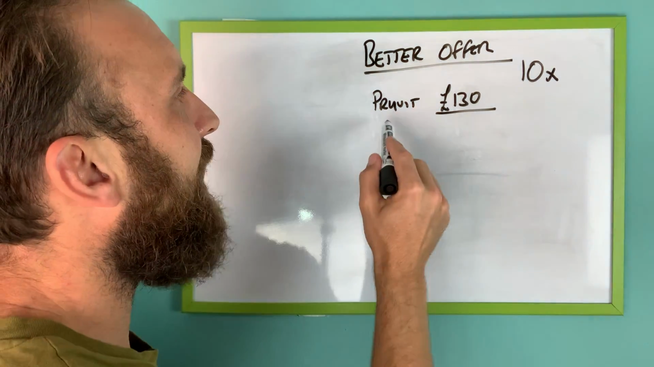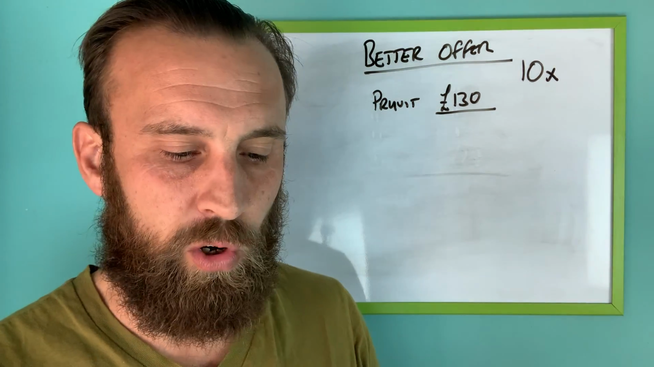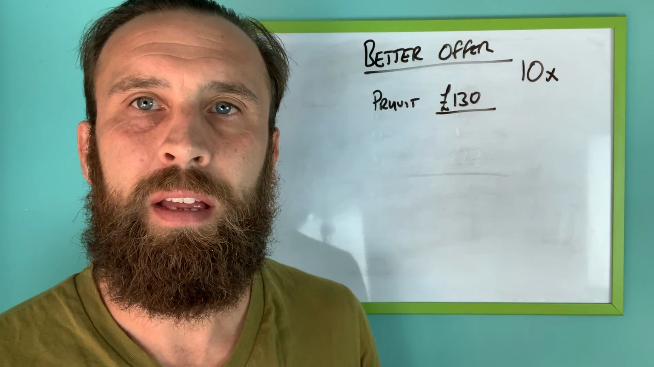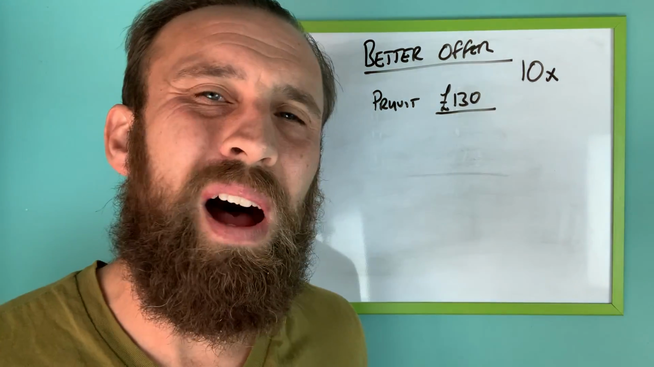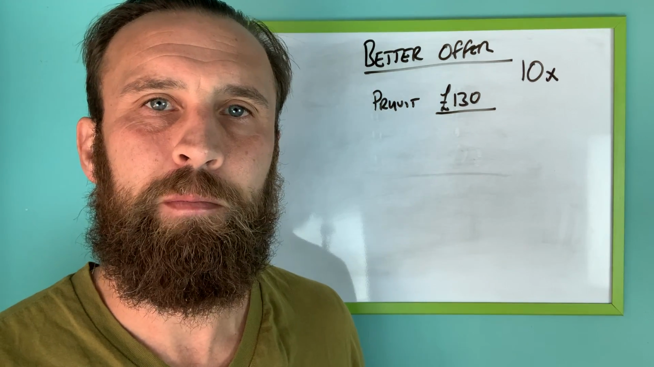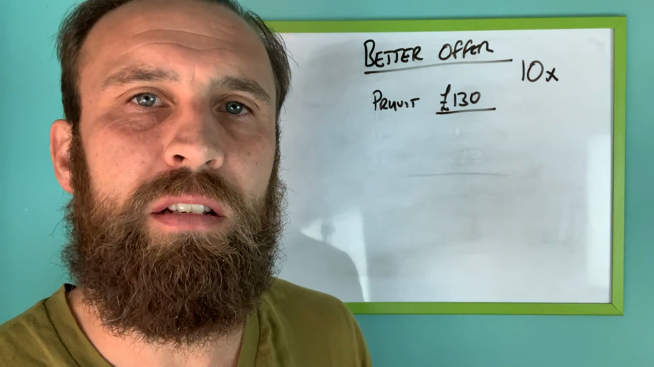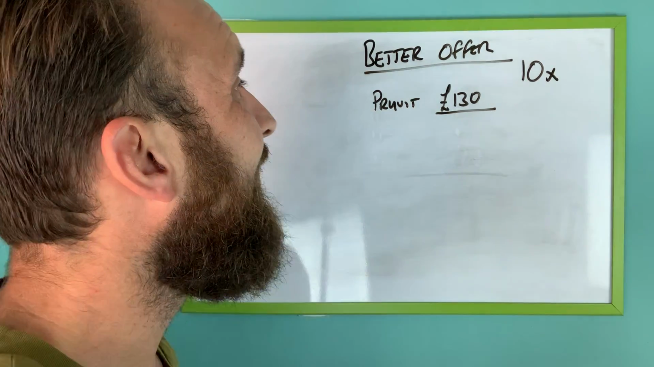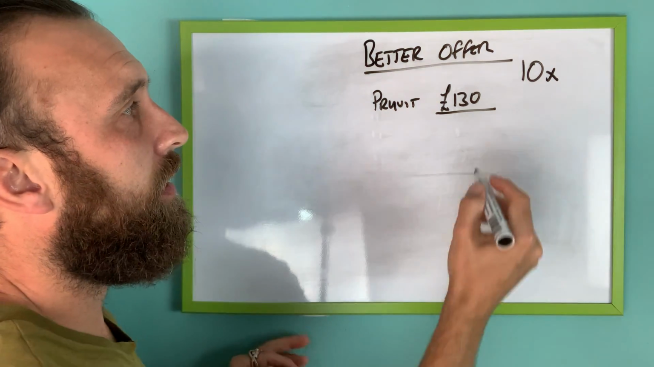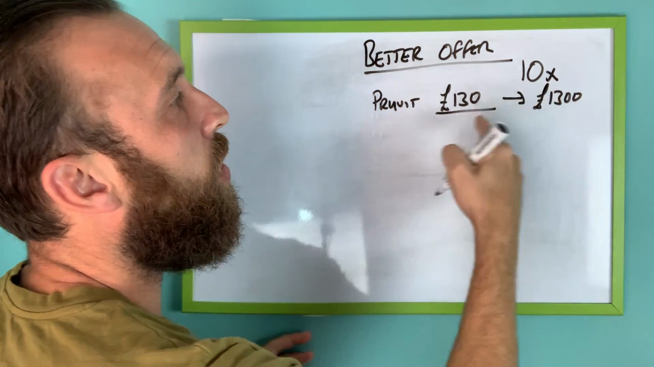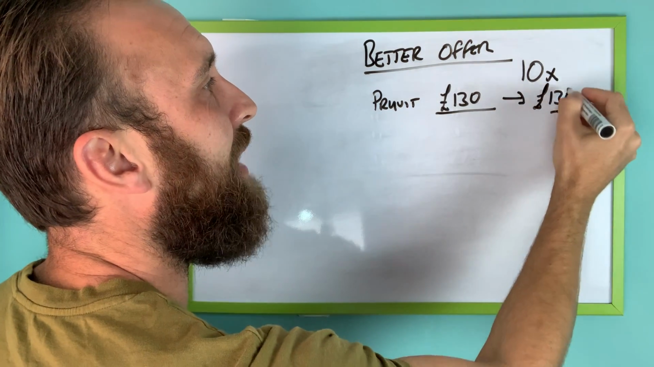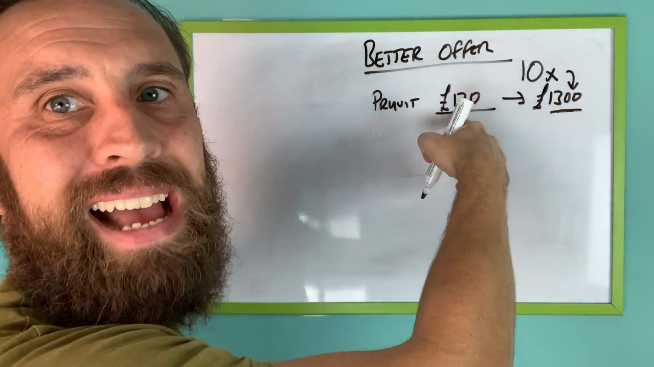Now, if I just put that product on Amazon or wherever it is I'm selling it, and I sell it for £130, just the same as everybody else, why would anybody buy from me? I need to give them a reason to buy from me. So what I do is I create an offer that's worth £1,300, 10 times that.